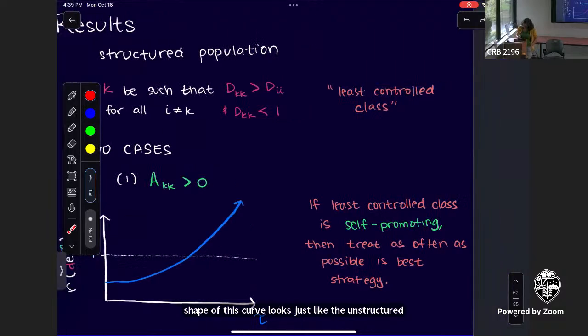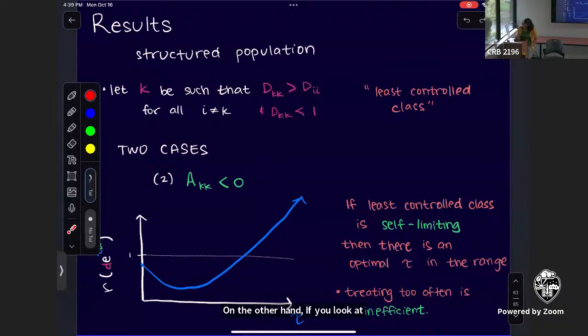On the other hand, if you look at the case where the least controlled class is self-limiting, then you get this other shape for the spectral radius. And here you can see that there's an optimal tau in the range of effective treatment that is the most efficient at eliminating this population. So here, treating too often actually becomes inefficient, and that's largely due to the structure and the self-limitation. Okay.